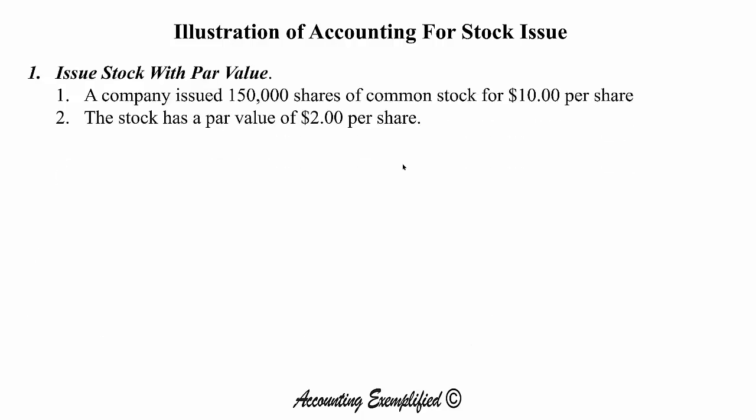Now, illustrations for accounting for stock issue. A company can issue stock for cash, for properties, or in exchange of services. Issuing for property and exchange of services normally happen when the company is initially organized. So first example is issuing the stock for cash with a par value.